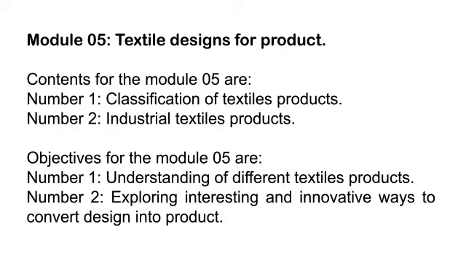Module 5, Textile Designs for Product. Contents for Module 5 are: Number 1, Classification of Textiles Products. Number 2, Industrial Textiles Products. Objectives for Module 5 are: Number 1, Understanding of different textiles products. Number 2, Exploring interesting and innovative ways to convert design into product.